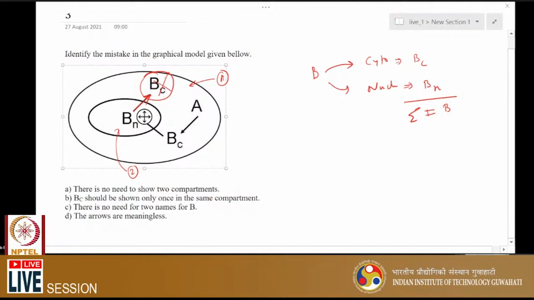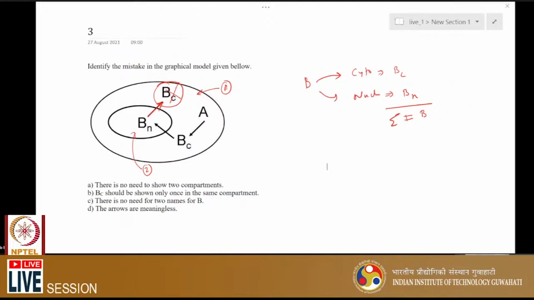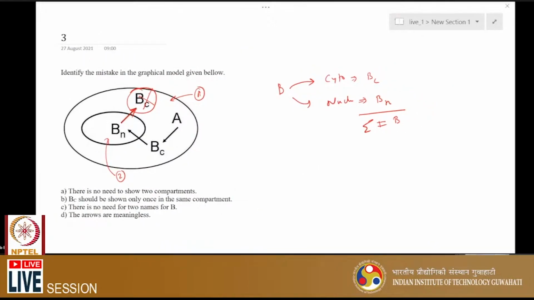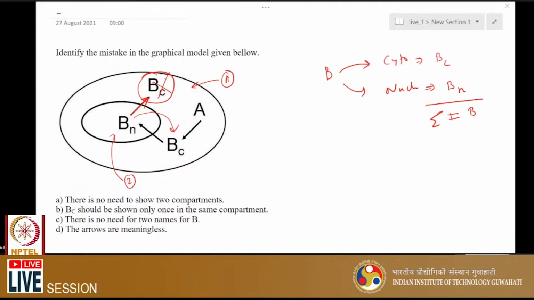I can simply put an arrow showing that Bn to BC is coming. Something like this, right? So I can use a double arrow. I don't need to use it twice. So the answer is that BC should be shown only once in the same compartment. Yes, Manisha, the second answer is correct, that we have to show BC only once in the compartment. Good try.